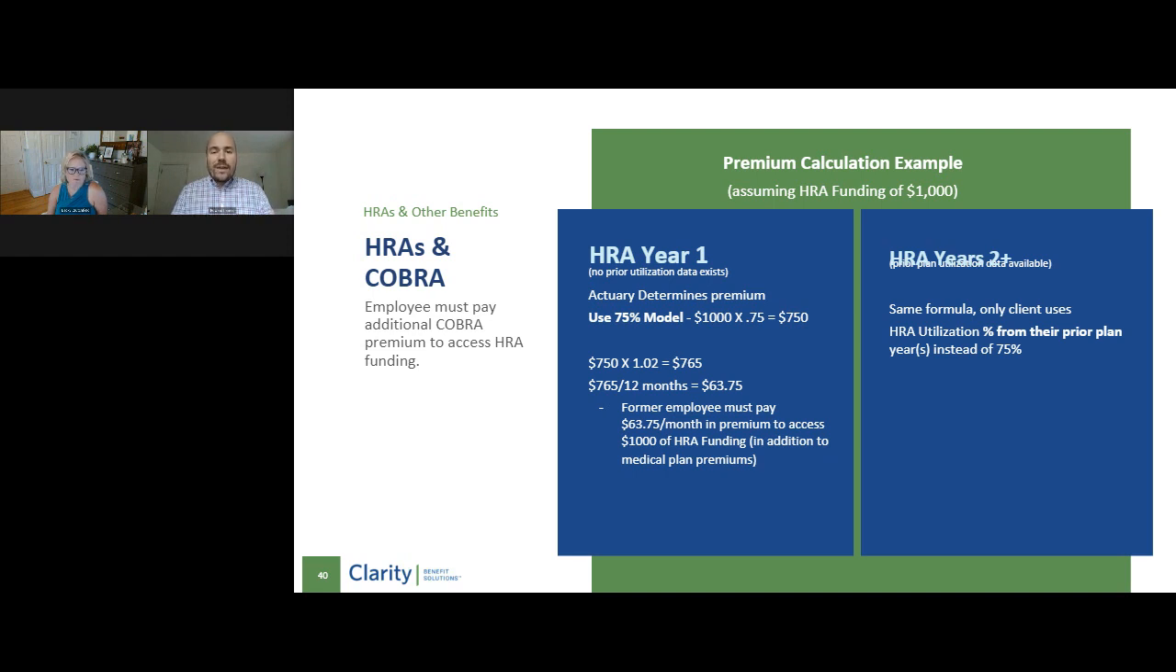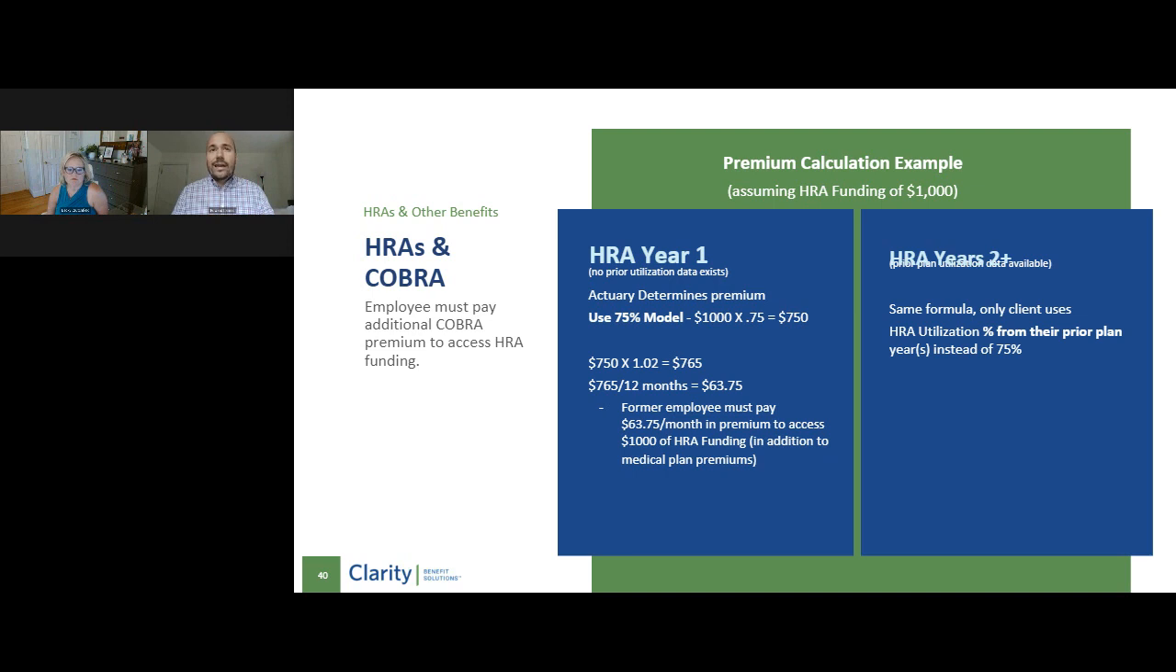So on the left, we have an example of what sort of monthly premiums would be required for $1,000 worth of HRA funding. In year one, you're imposing the 75% utilization model. You could also get an actuary to provide an estimate for a different number, but it's really widely accepted to just use 75%. And then that premium would come out to, again, in this illustration, $63.75 per month. That is how much an employee would have to pay in addition to their medical premium to have access to that HRA funding.